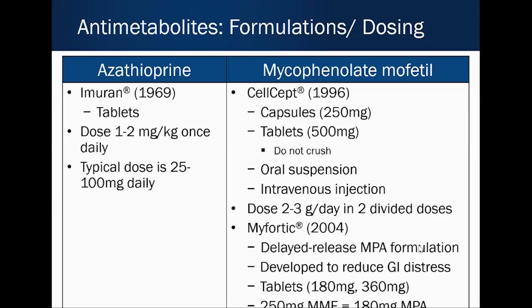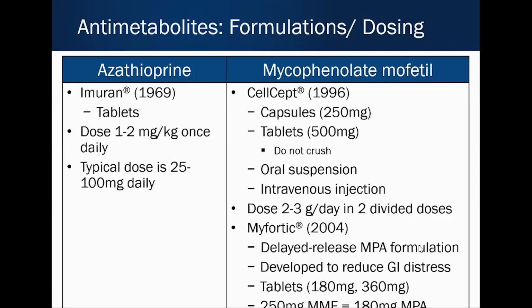It comes as CellCept, is the brand name, capsules, tablets, oral suspension, IV, typically dosed anywhere from 2 to 3 grams per day in divided doses. So our standard dose in our heart transplant patients is 1,500 milligrams twice a day. The other product option that we have here is Myfortic, which is a delayed release mycophenolic acid formulation. And this was really developed to help reduce GI distress that can happen from the drug.